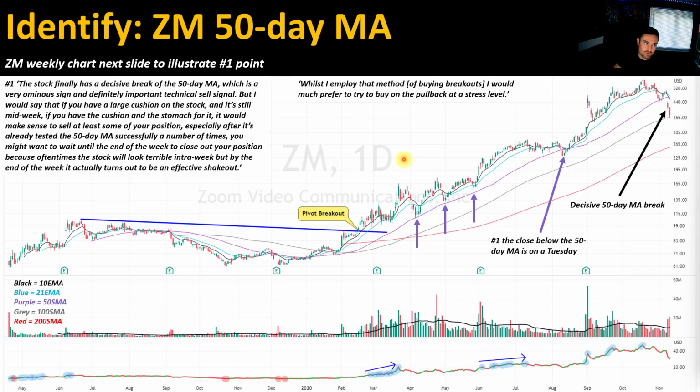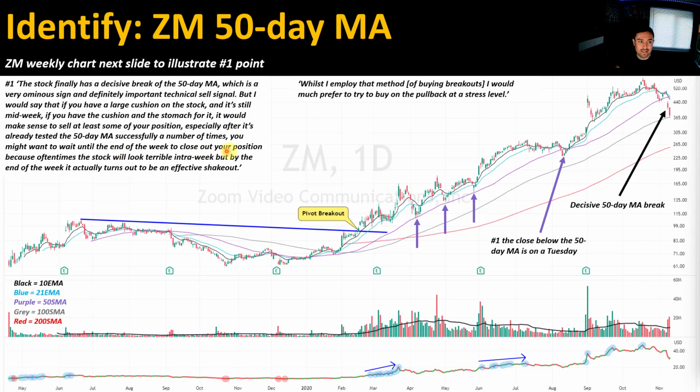Zoom, 50-day moving average. So the stock finally has a decisive break of the 50-day moving average, which is a very ominous sign and definitely an important technical sell signal. But I would say if you have a large cushion on the stock and it's still midweek, if you have the cushion and the stomach for it, it would make sense to at least sell part of your position, especially after it's already tested the 50-day moving average successfully a number of times. So we're talking about this point here and these successful tests coming through in here.